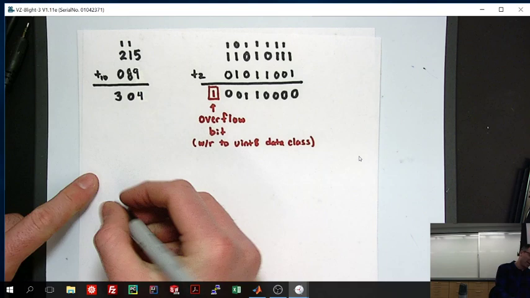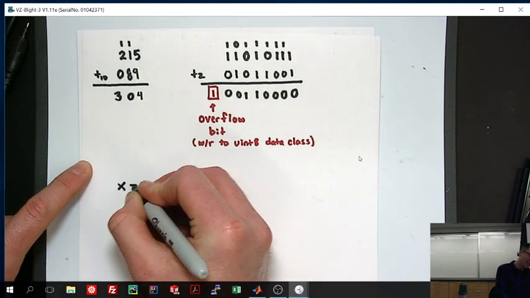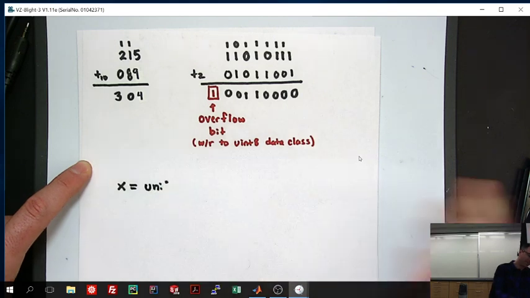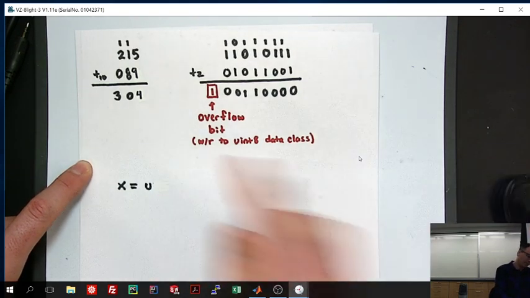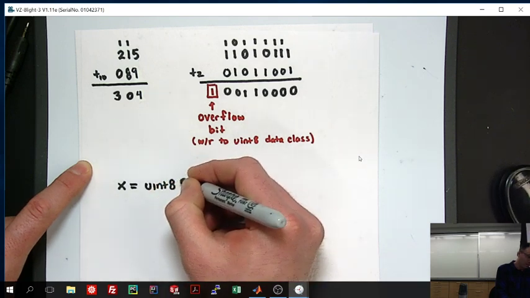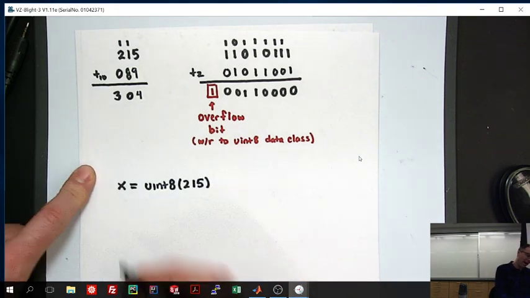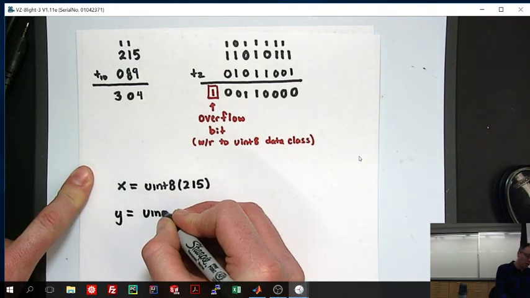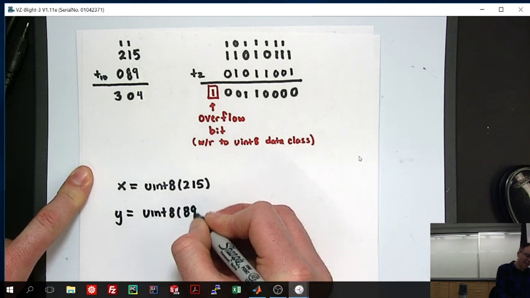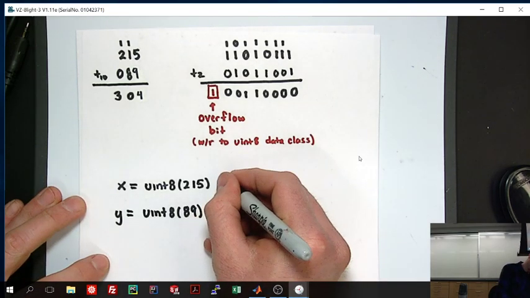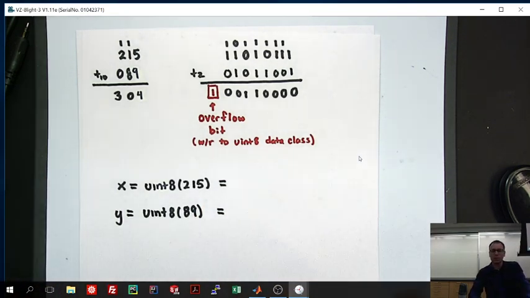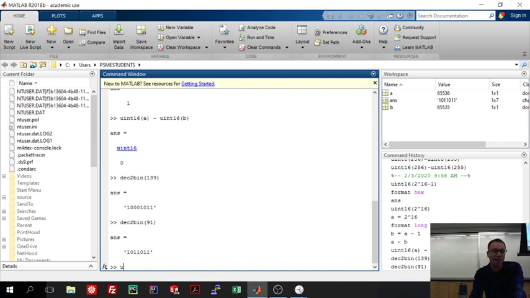So in particular, if I were to say that x equals uint8 of 215, and then I said that y is equal to uint8, in this case of 89, so let's go ahead and do this. My question is, what happens when I do the addition in MATLAB? Many of you might be familiar with this if you're taking computer architecture, but that's not a prerequisite for this class, so I'm going to treat it as if you're not taking that class.